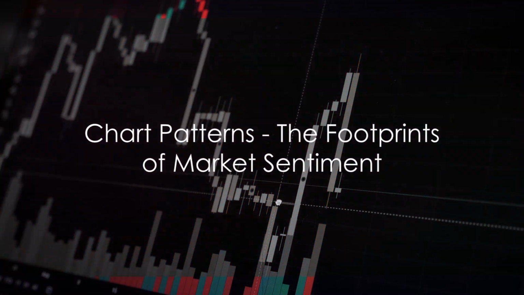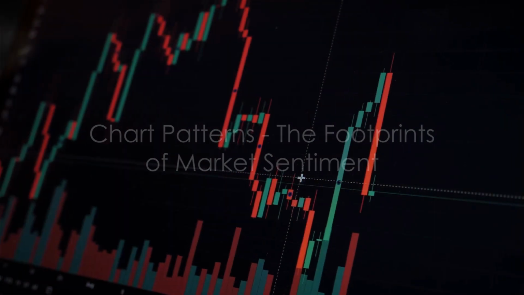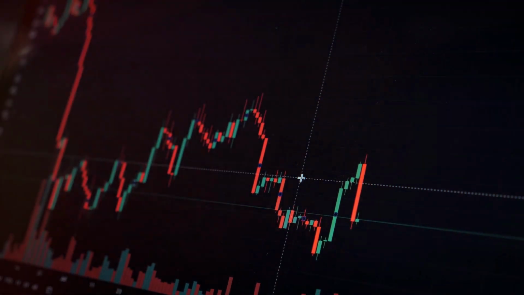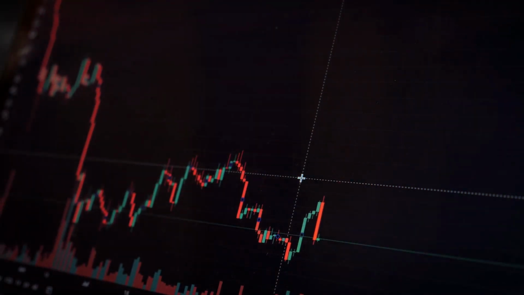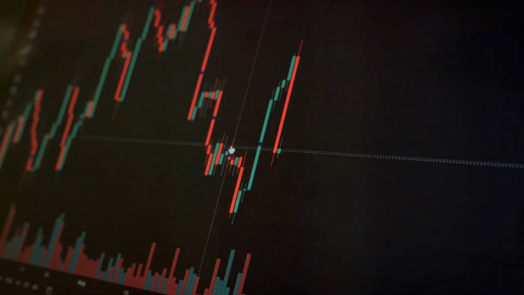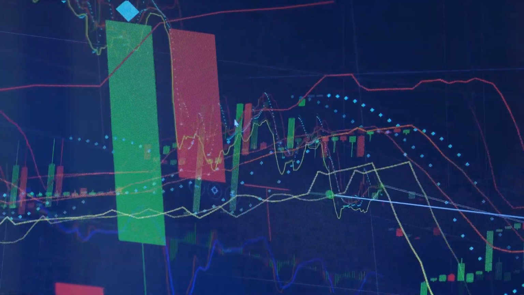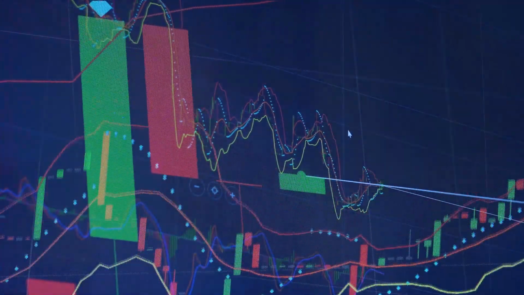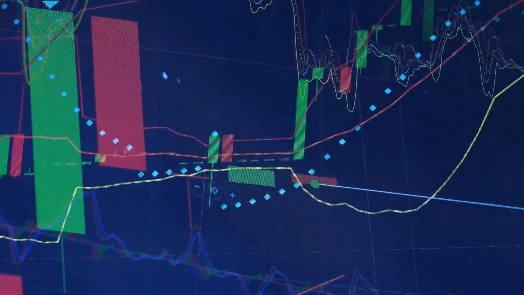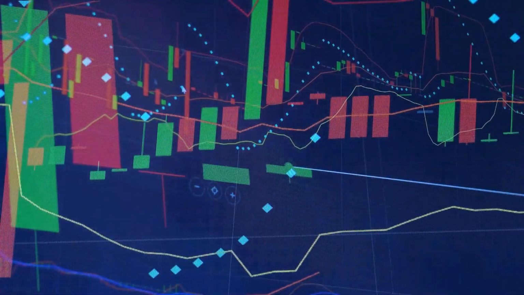Starting off with chart patterns. These are the footprints of market sentiment, the historical evidence of what traders have done in the past. Chart patterns emerge across different time frames and signify the rhythm of buying and selling. These patterns, which can take the shape of triangles, rectangles, or even the head and shoulders of a person, have been studied and categorized over the years.